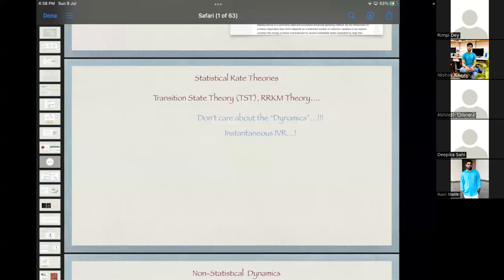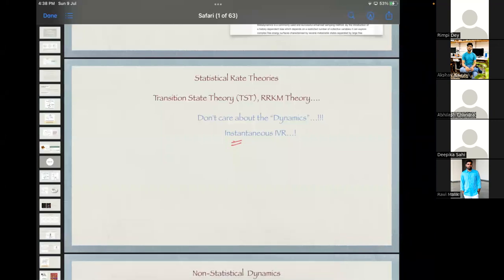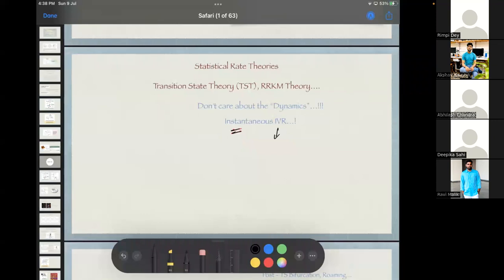So the main assumption of these theories is instantaneous IVR. Here IVR means intramolecular vibrational energy redistribution.